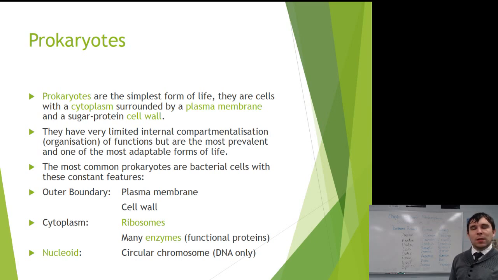They need to have that plasma membrane, that cell wall. They need to have lots of enzymes within their cytoplasm. They need to have ribosomes throughout their cytoplasm, and they need to have this nucleoid, this uncovered or unprotected area of DNA or block of DNA.